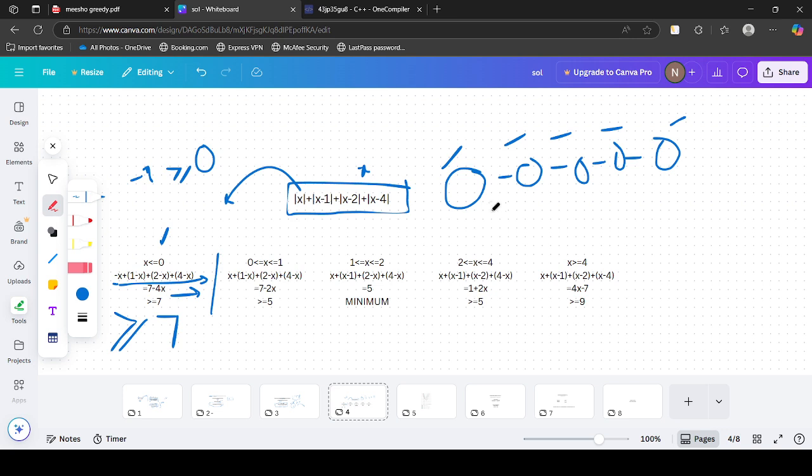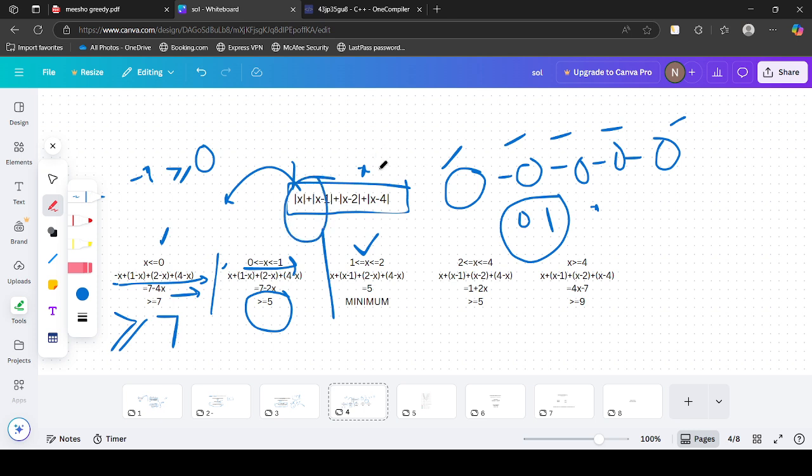And now let's come to the second case, where x is between 0 and 1. If it is between 0 and 1, x is positive, so mod x will be positive, and all the others are negative. And similarly, even in this case, we will get all values greater than or equal to 5. And for 1 to 2, these two are positive, these two are negative. So make these two positive and these two negative. If we simplify, the answer will be 5, and it is the minimum possible.